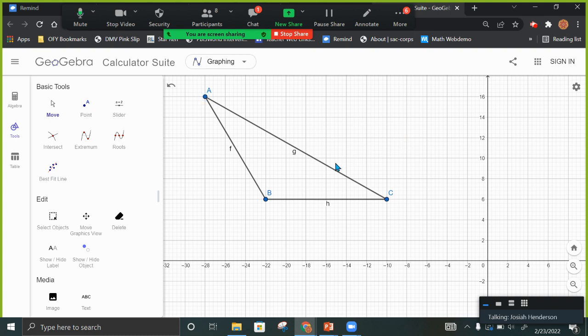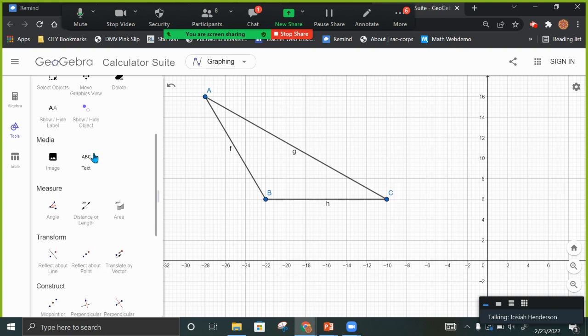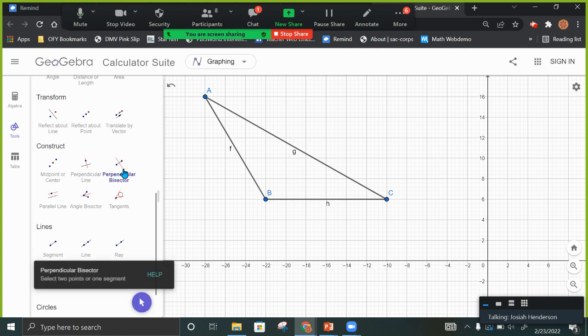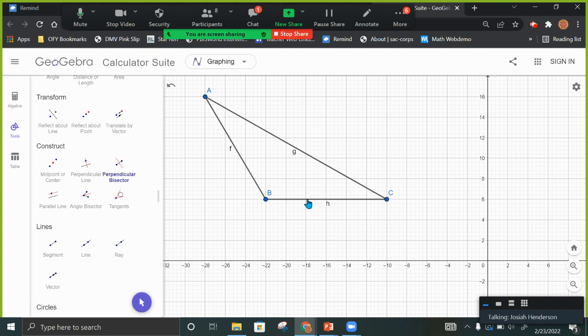Now what we're going to do is perpendicularly bisect each side. So there's a tool for that. All you got to do is scroll down and check it out. Under construct, there's perpendicular bisector. Select two points or one segment. All you got to do is click on the lines one at a time. So look at my picture. I'm going to click on segment BC, and it's drawn a line.